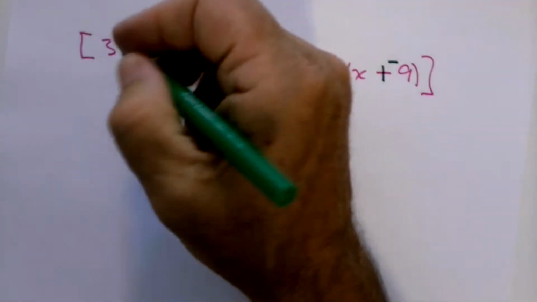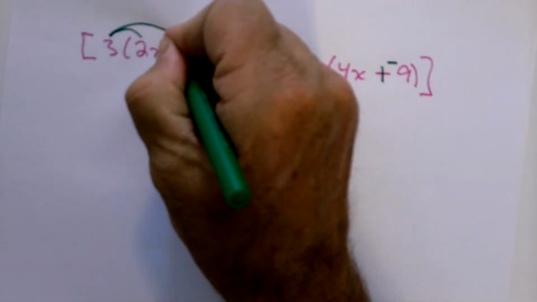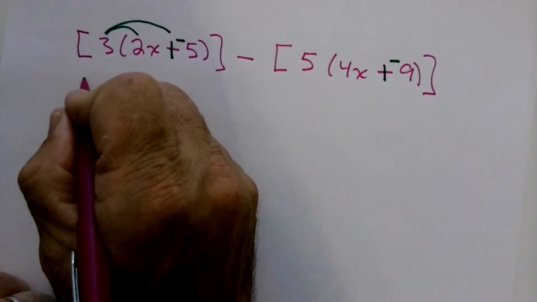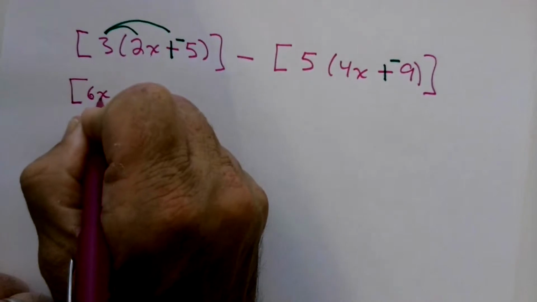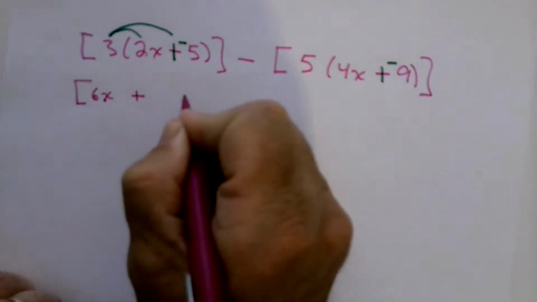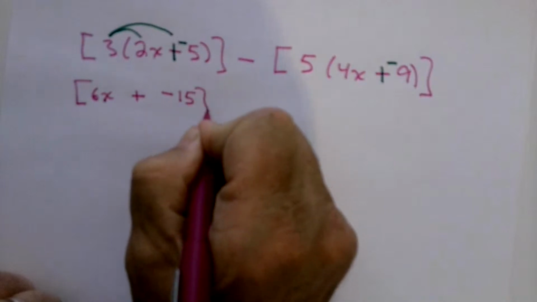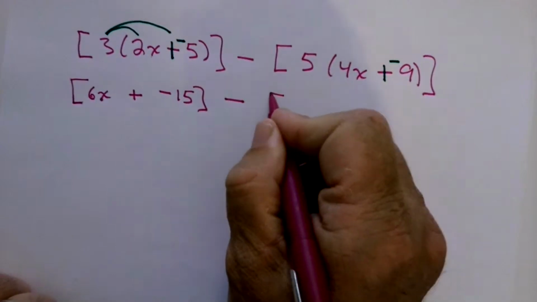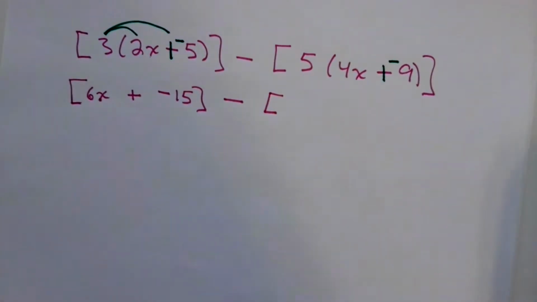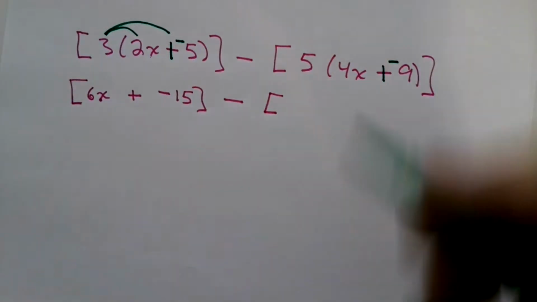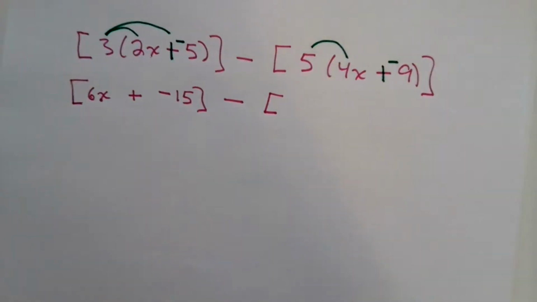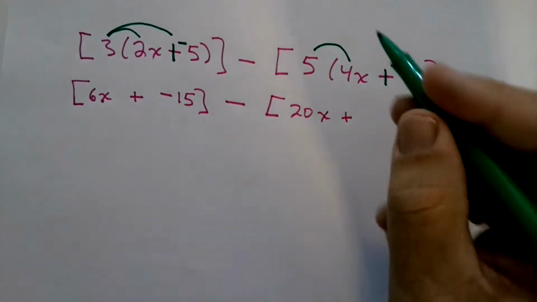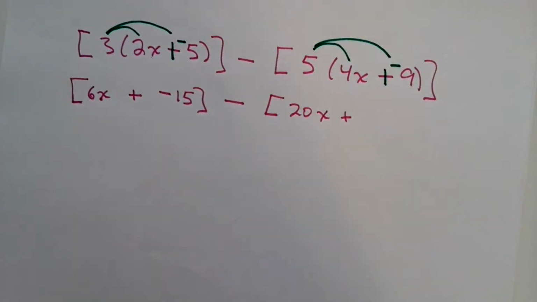So we're going to distribute: 3 times 2x plus 3 times negative 5. 3 times 2x will be 6x, plus 3 times negative 5 will be negative 15. Minus, over on this side, we're going to do the same thing. We're going to distribute. 5 times 4x is 20x, plus 5 times negative 9 is negative 45.